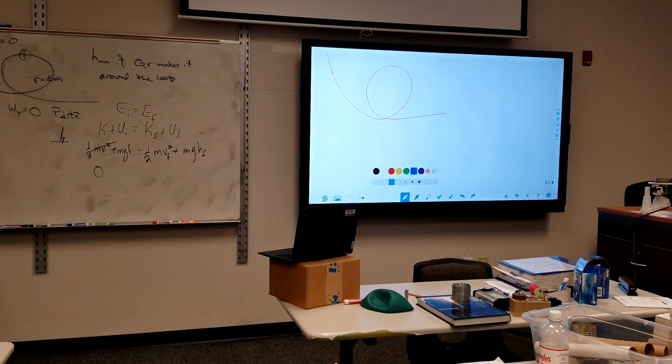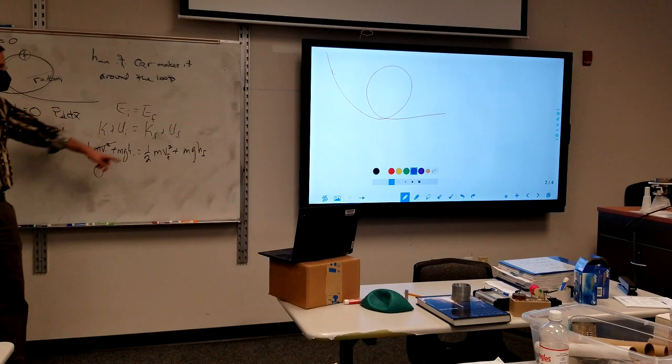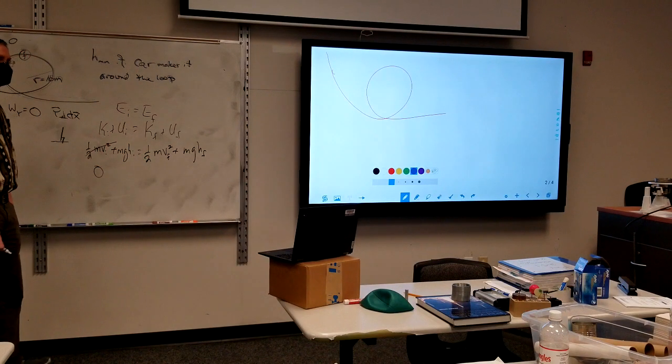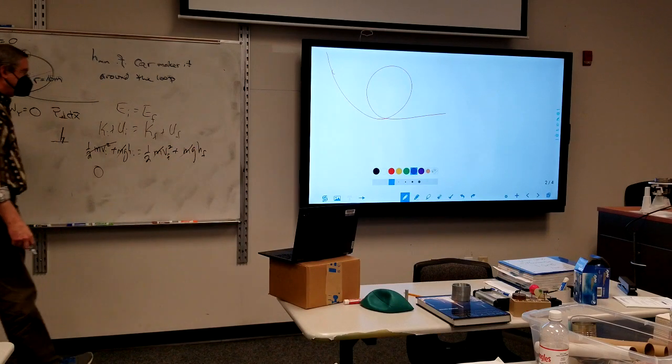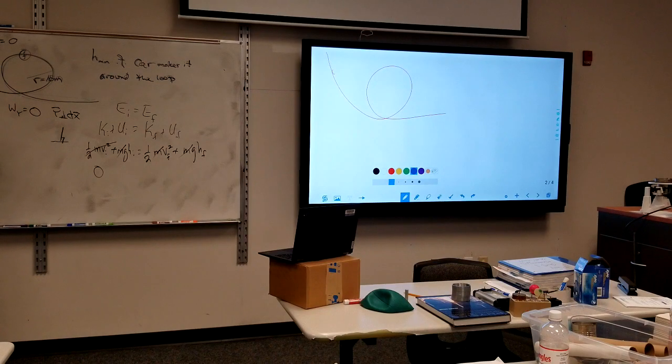Are we looking to cancel things here? We can't cancel g because there's no g here. We can cancel mass, right? Yes. Could we cancel height depending on where we put our initial and final height? Where do you want to put h equal to 0?